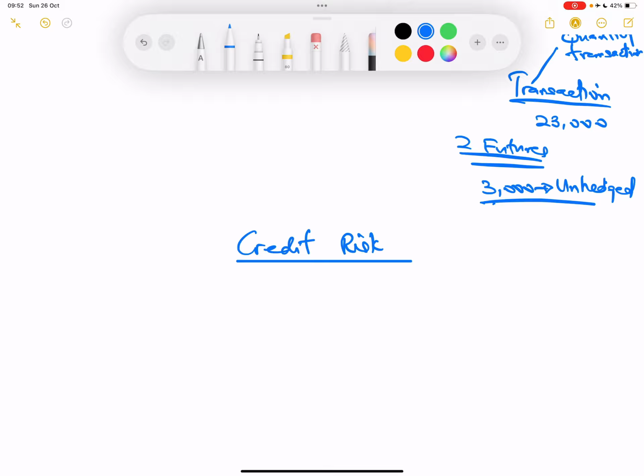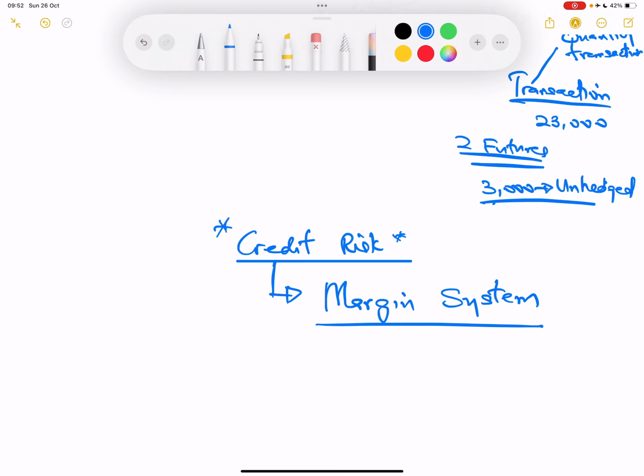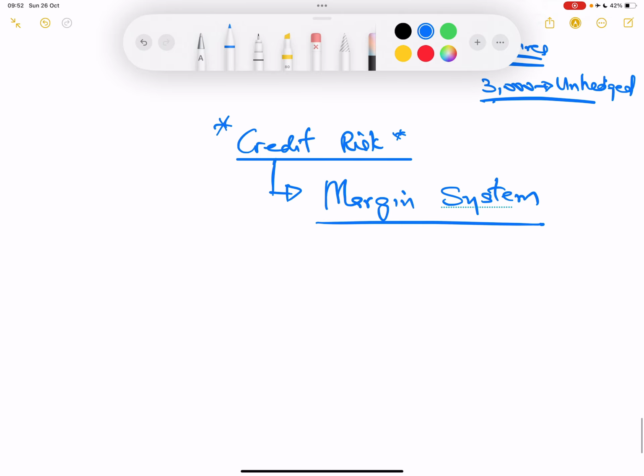That is forward. For futures, it's different. Futures takes care of that credit risk, that default risk, in a different way. And the way futures manages that risk is through the margin system. So I'm going to be explaining how the margin system works in your futures arrangement.